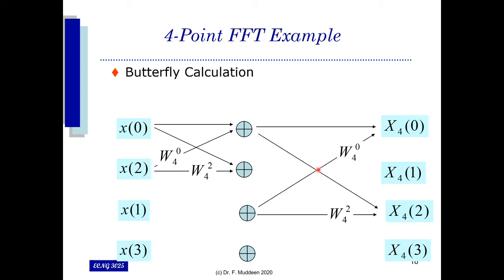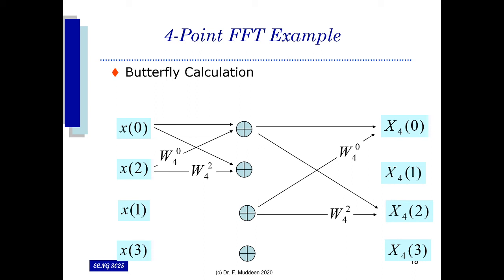So our butterfly calculation for each one of these quarters is represented by the first butterfly and then the second butterfly. And we're going to observe in the next lecture how we take advantage of the butterfly calculations in order to perform the radix 2 FFT.